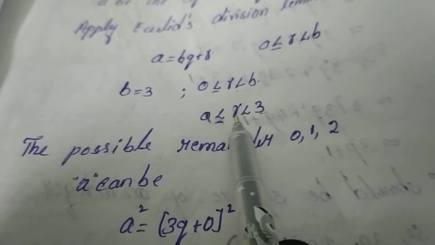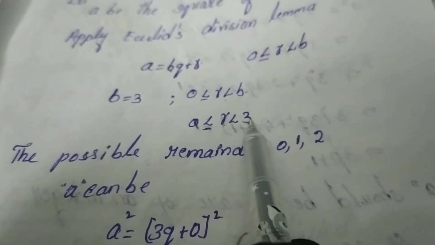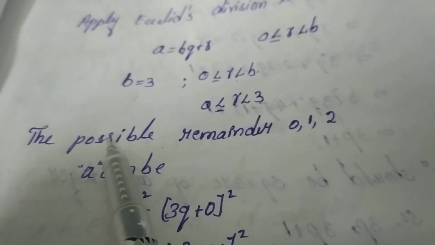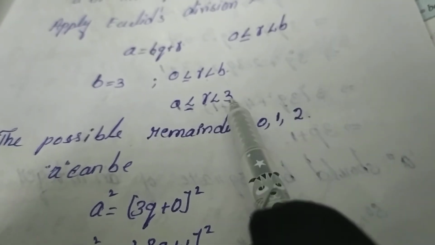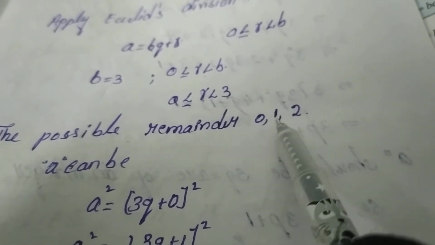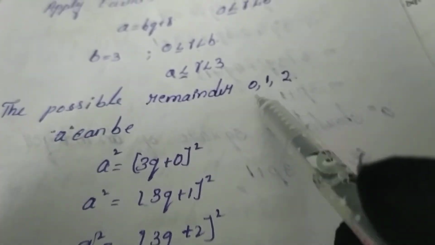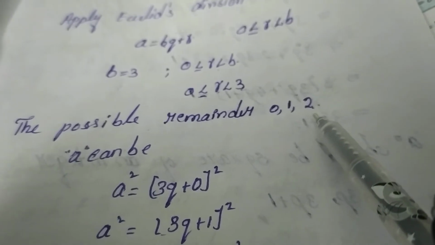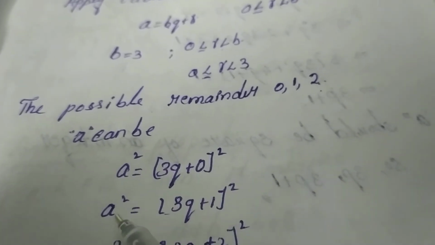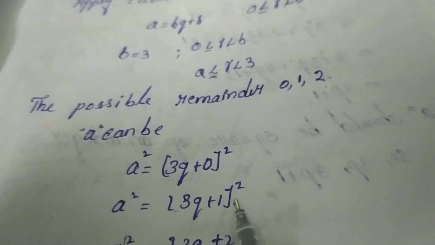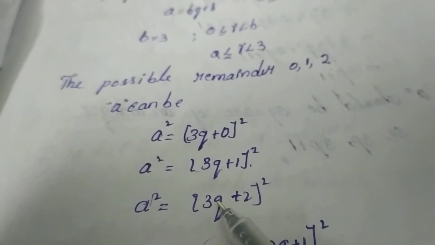Here r is the remainder, and it should be less than b, which means less than 3. The possible remainders are 0, 1, 2, so we get 3 numbers. Now we write them in the form of Euclid's division algorithm. A can be 3q plus 0, 3q plus 1, or 3q plus 2.